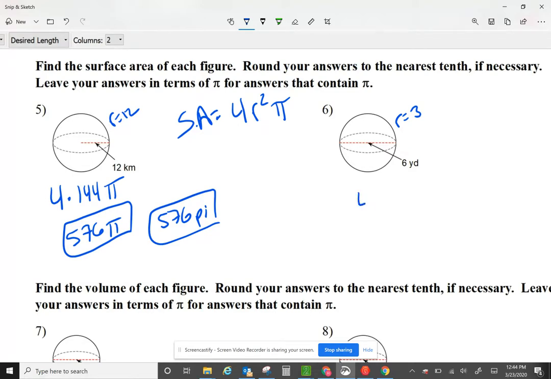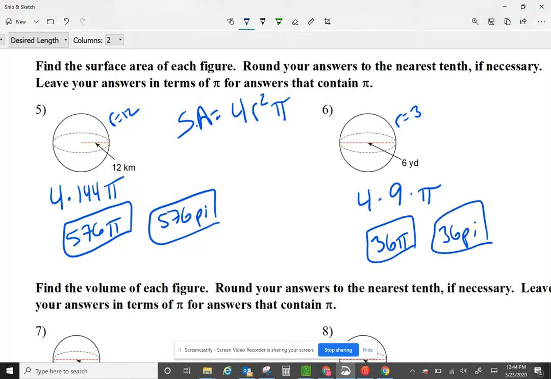So I'm going to go forward times 9 pi. The 9 from radius squared, right? 3 squared. So 4 times 9 is 36. So my answer in this case is going to be 36 pi. I'm going to type that as 36 pi.